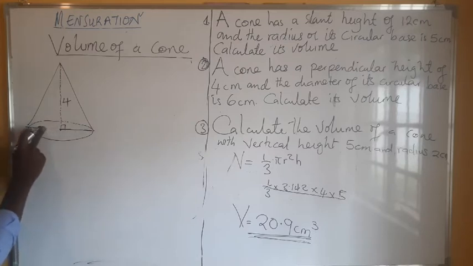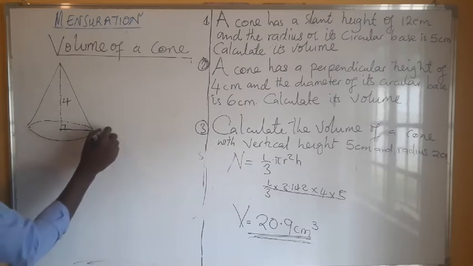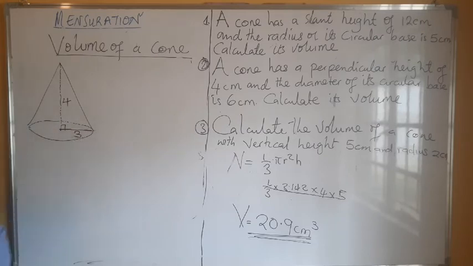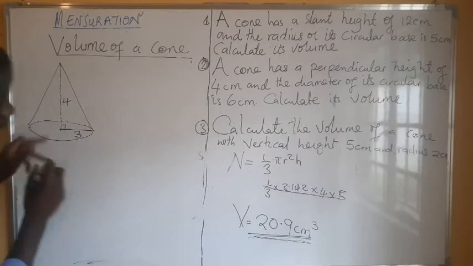But what we need in our formula is the radius. So 6, you divide it by 2. You're going to get 3.